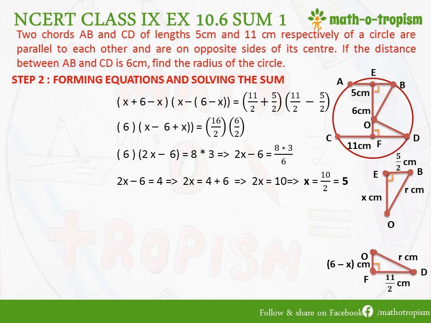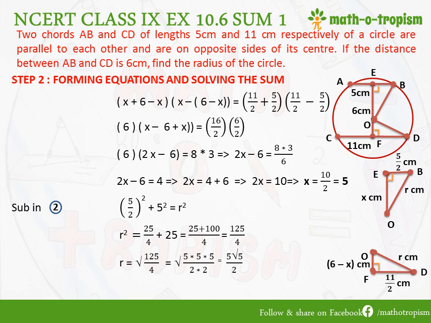Now since we got x, we will substitute in equation 2 to get (5 by 2) the whole square plus 5 square is equal to r square, which means 25 by 4 plus 25 is equal to r square. When we take the LCM, it comes as (25 plus 100) by 4, which is 125 by 4. So r square is 125 by 4.